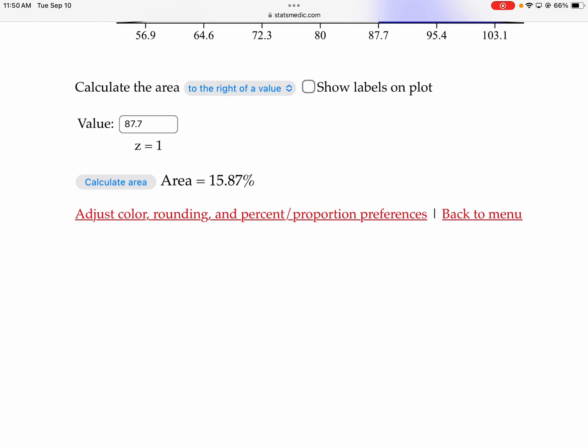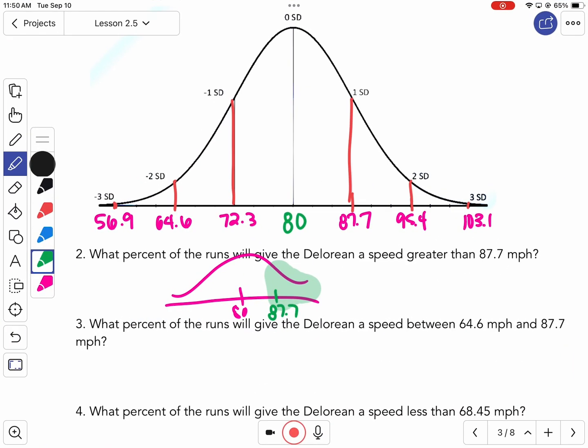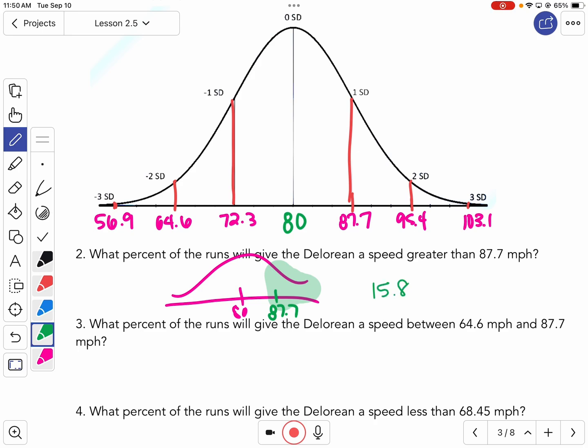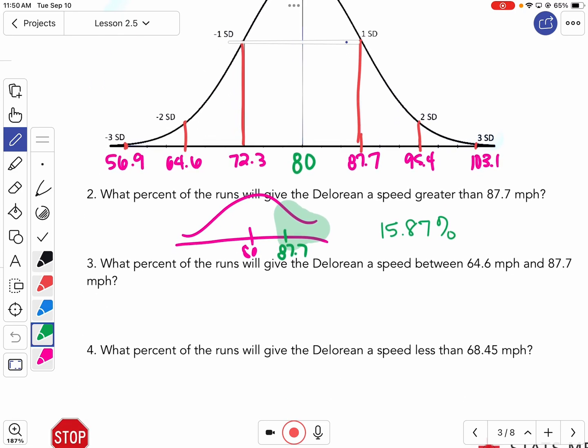15.87. It'll tell me. Okay, so what I have to know is, am I going to the right of the number they give me? Am I going to the left, or am I going between the 2 numbers that they give me? Okay, and that's the only thing we're going to change. Under that area menu, we're going to change it to right, left, or in between. All right, which is really nice. And so then we can come back and record our percentage as 15.87%, which is really nice. Okay. So let's look at the next one.